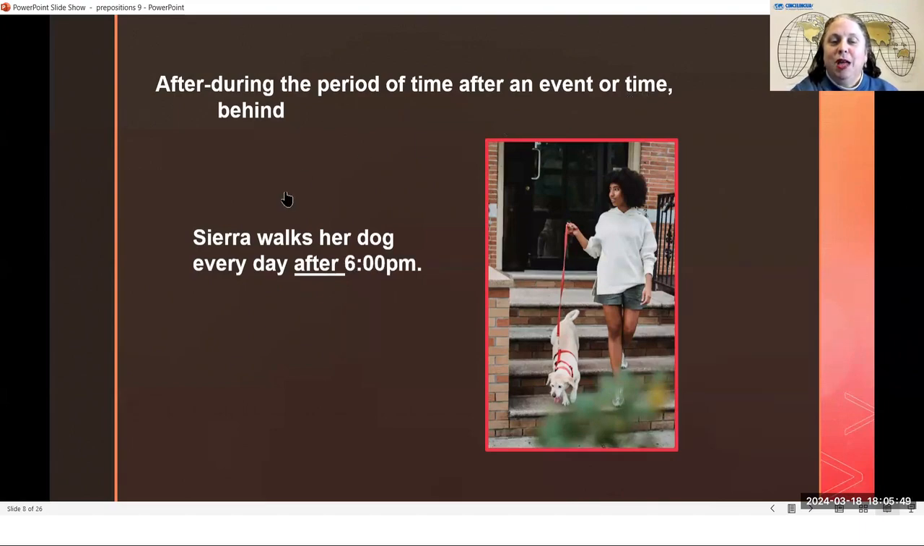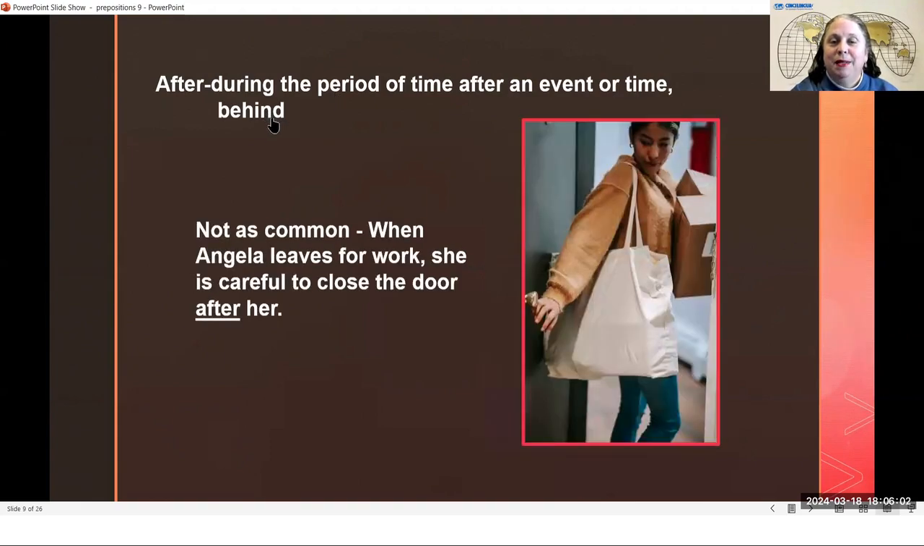Sierra walks her dog every day after 6 p.m. So it was after an event. This one is after a particular time, after 6 p.m. And then we will see an example here, meaning behind. And again, this is not as common.